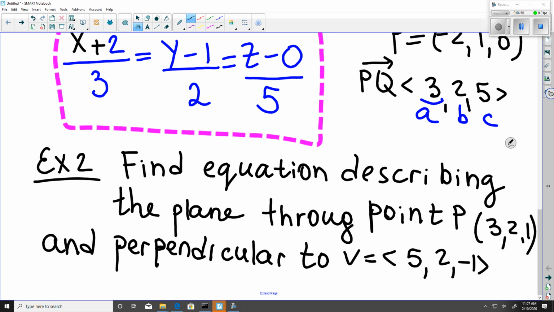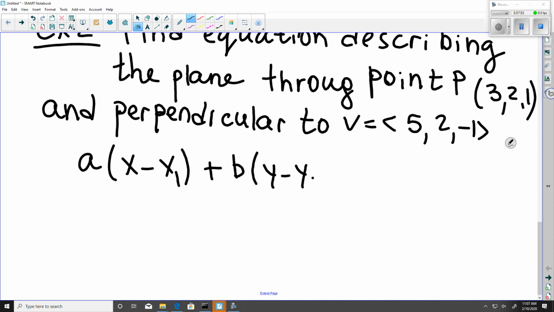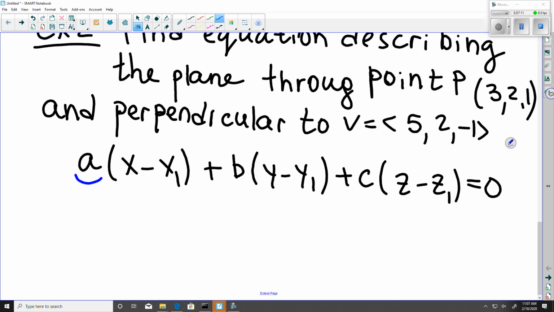Solution and the formula will be given to you on the test as well. This is the formula of the equation of the plane. A x minus x1 plus b y minus y1 plus c z minus z1 equal to 0. What do you think is A, B, and C? What are those?